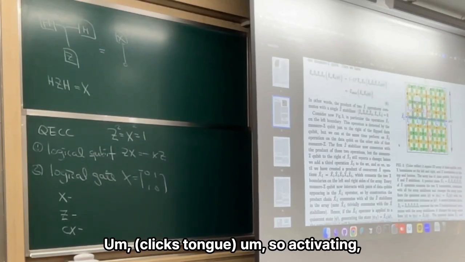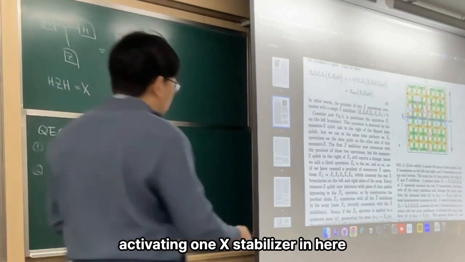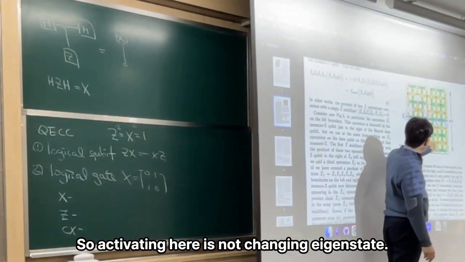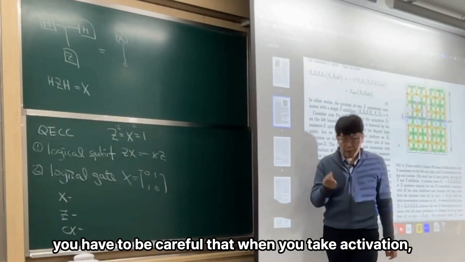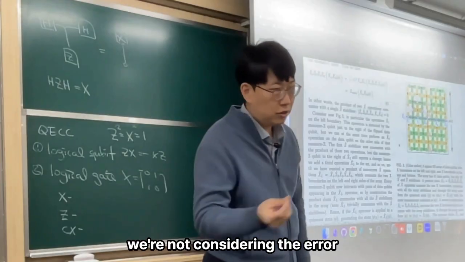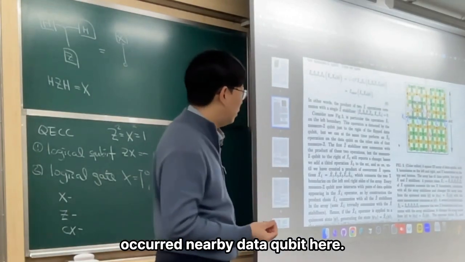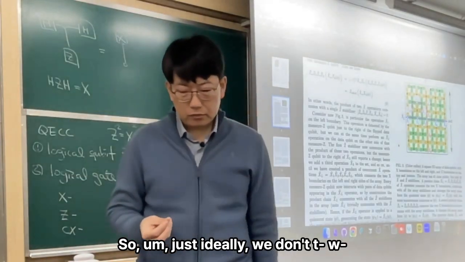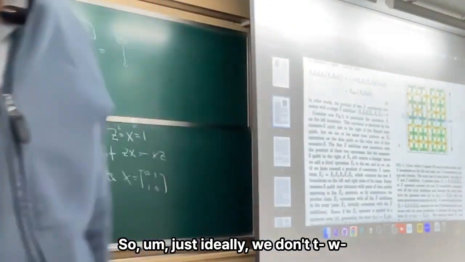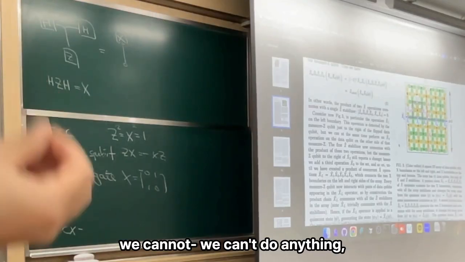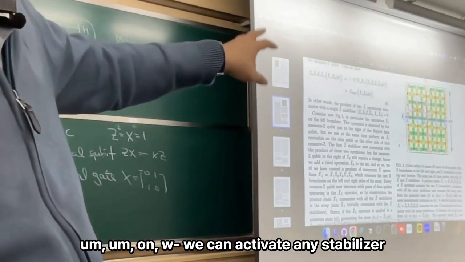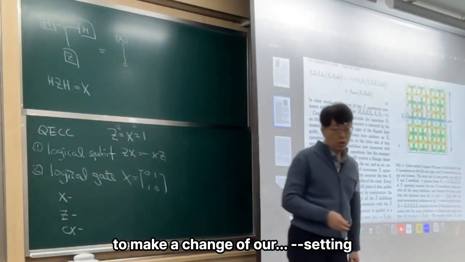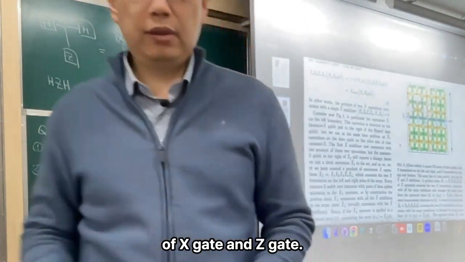So activating a small portion, activating one X stabilizer in here, is not changing your eigenstate. So activating here is not changing the eigenstate. You have to be careful that when we take this activation, we're not considering errors that occurred on nearby data qubits here. We just think about the ideal state. Ideally, we can activate any stabilizer in the surface code to change our setting of the X gate and Z gate.